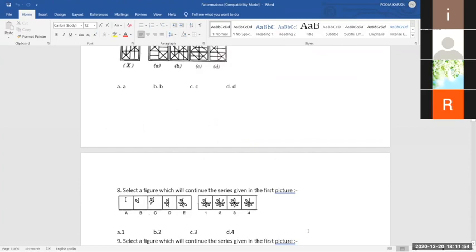Now try this. I believe you have done this type of problem. What they've asked is to complete the series. So these are the next stages. After E, what will come is the question. Three. Third one. Third one. Three. Are you sure?